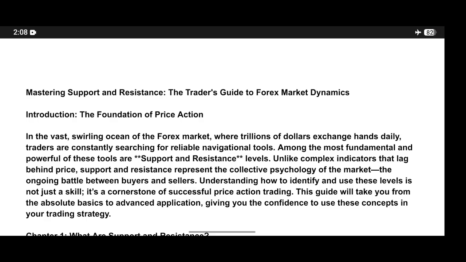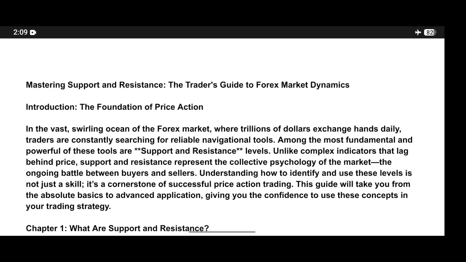So let's continue. Mastering support and resistance, the trader's guide to forex market dynamics. In this context, I want to tell you everything you need to know about mastering support and resistance, which is the foundation of price action. Yes, I call it the foundation of price action.